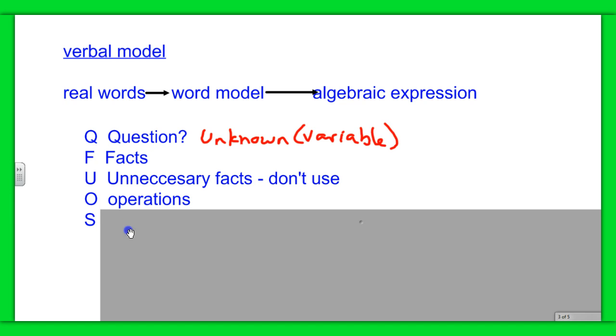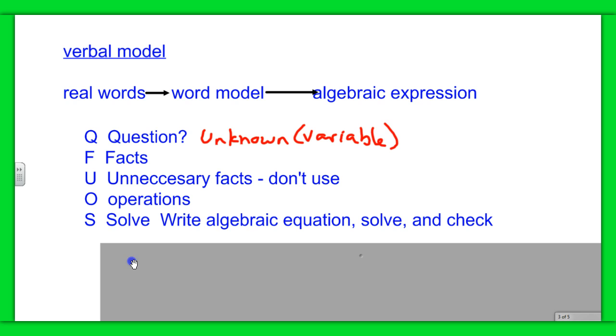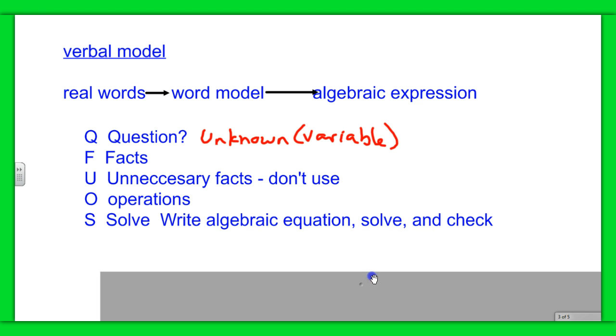O stands for operations. We look for words that represent operations, as we were just talking about in the beginning of this section, right? Look for words that represent addition, subtraction, division, multiplication. And finally, S stands for solve and check. You are to write your algebraic equation that represents the real world situation, and I can see the real world situation in your algebraic equation. And then we solve it and check it. Okay, so that's how we use Queen Fiona uses outhouse seats, the 5-step plan, to solve a real world problem algebraically.